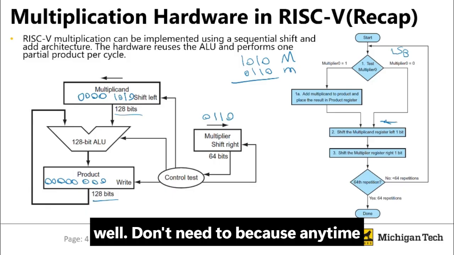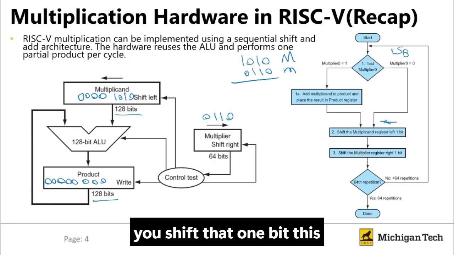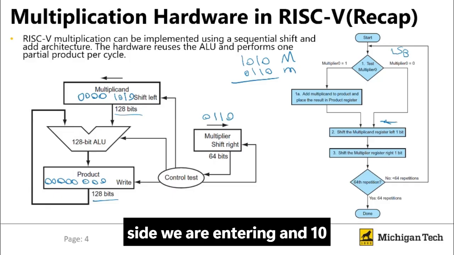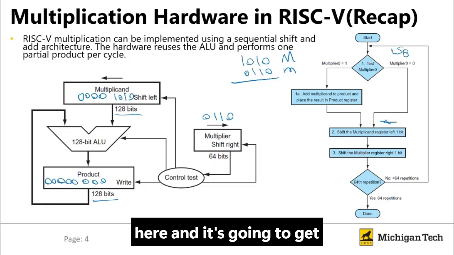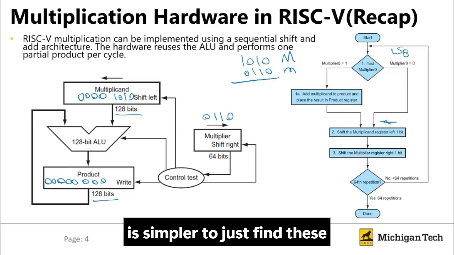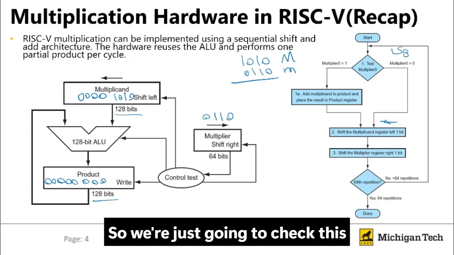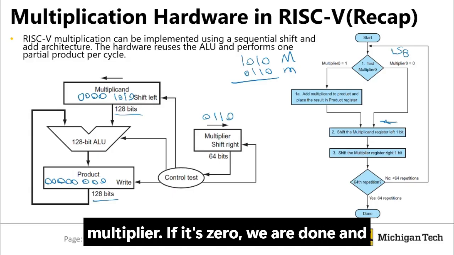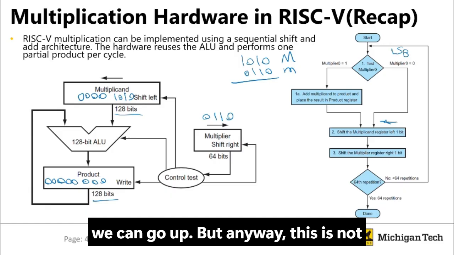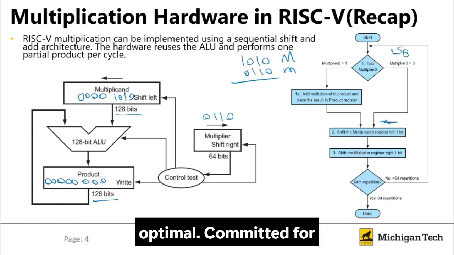We don't need to, because any time you shift by 1 bit to this side, we are entering a 0 here, and it's going to get 0 at the end. However, this is simpler for making these decisions. Are we done or not? Because we're just going to check this multiplier. If it's 0, we are done and we can go up. But anyway, this is not an optimal method for design.